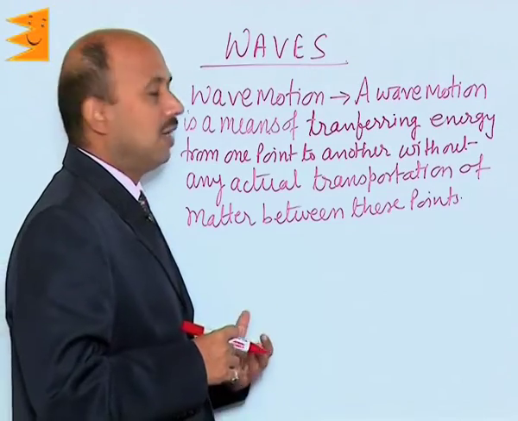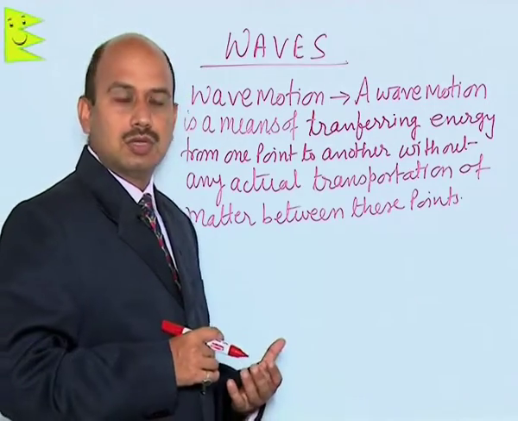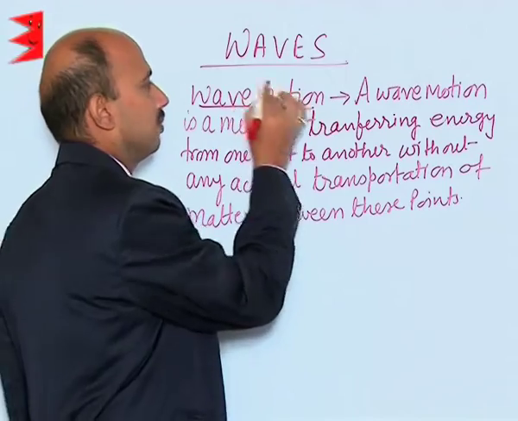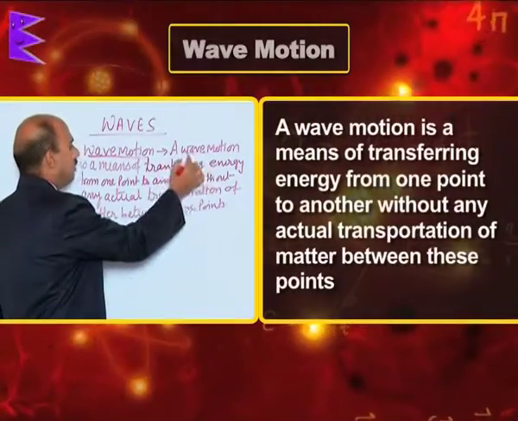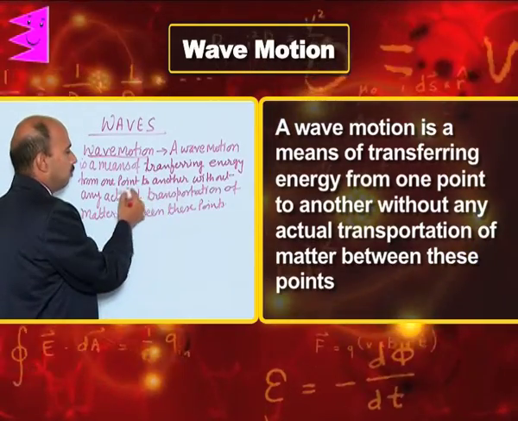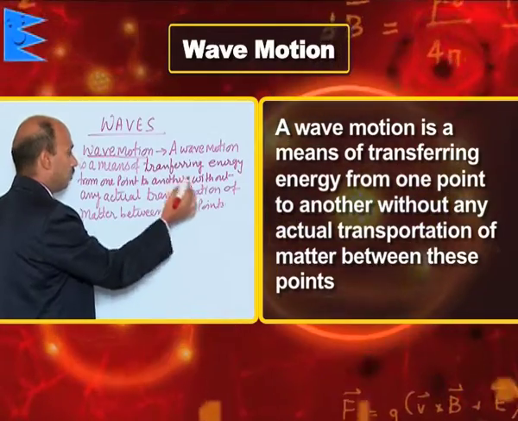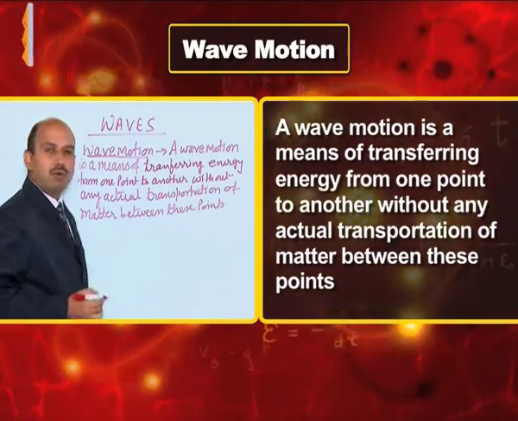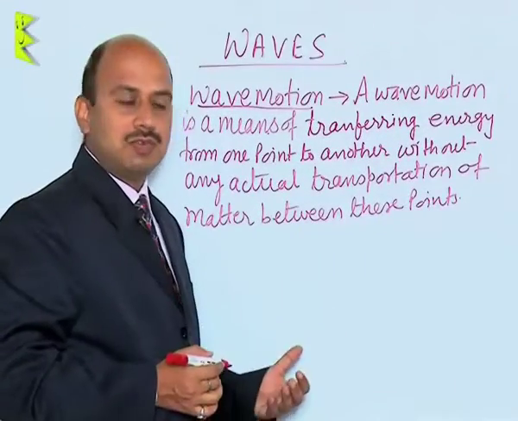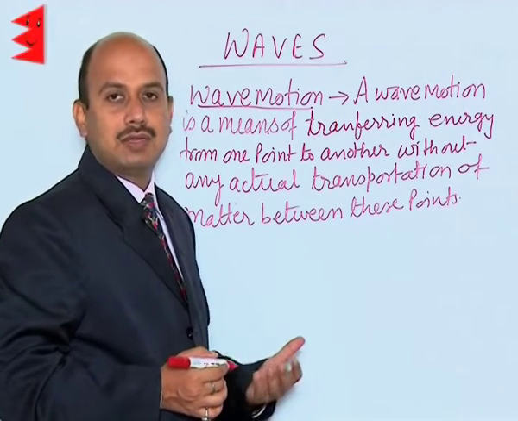Now see a next chapter, that is waves. What is wave actually here and what is wave motion? So, for studying waves, let us start with the wave motion. See here, a wave motion is a means of transferring energy from one point to another without any actual transportation of matter between these points. So, by using wave motion, energy is transferred from one point to another without transferring matter.